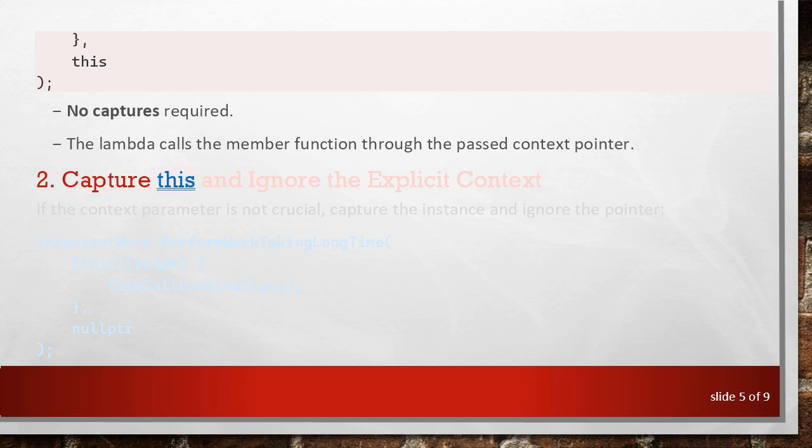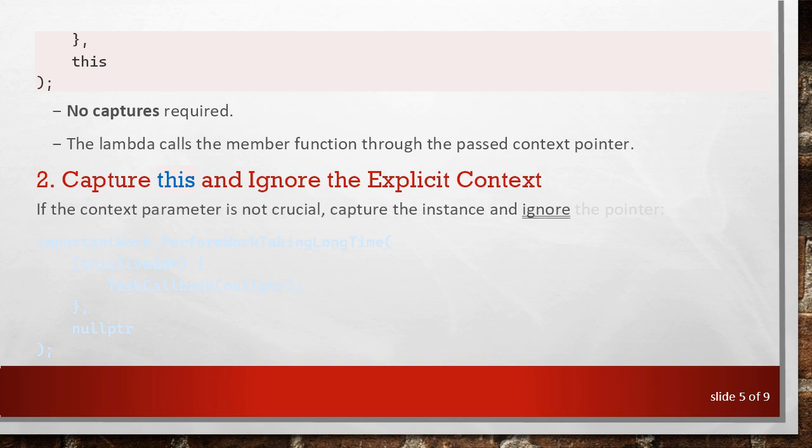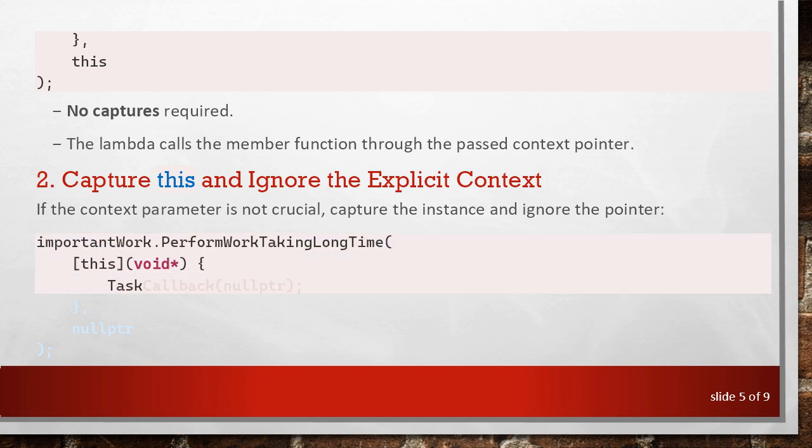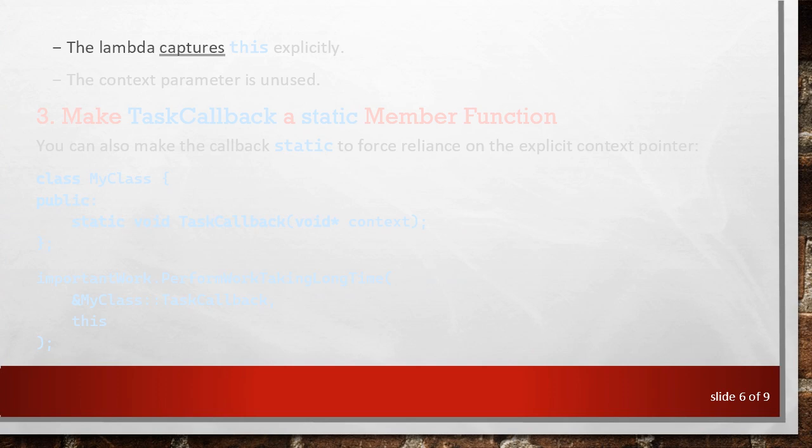2. Capture this and ignore the explicit context. If the context parameter is not crucial, capture the instance and ignore the pointer. The lambda captures this explicitly. The context parameter is unused.